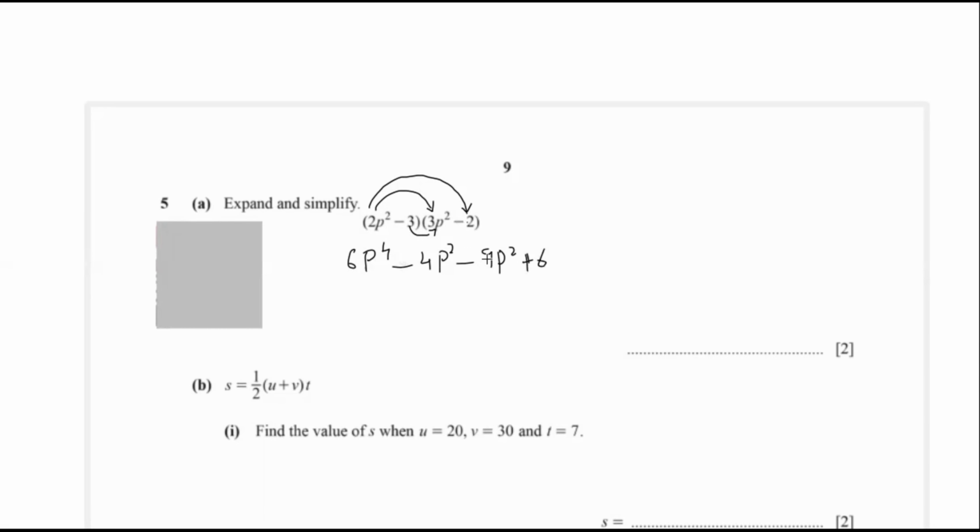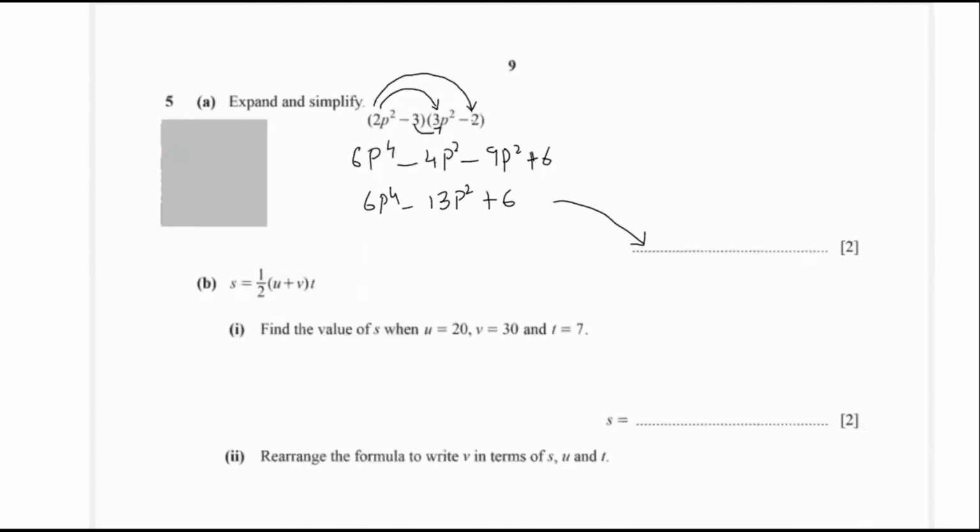And 6p4 is written as it is, minus 4p square minus 9p square, that's equal to minus 13p square, and plus 6 is written as it is. This is the answer.